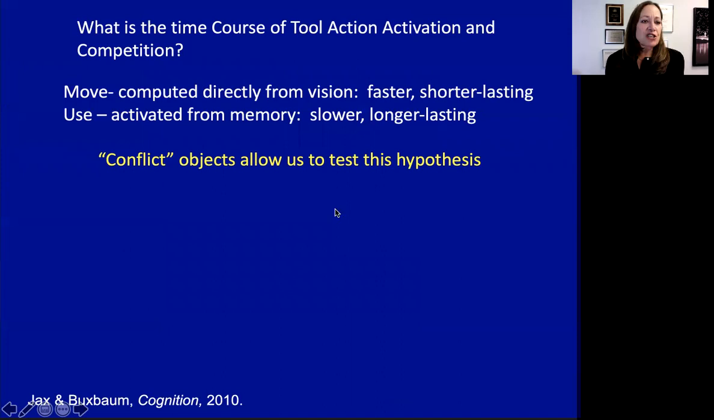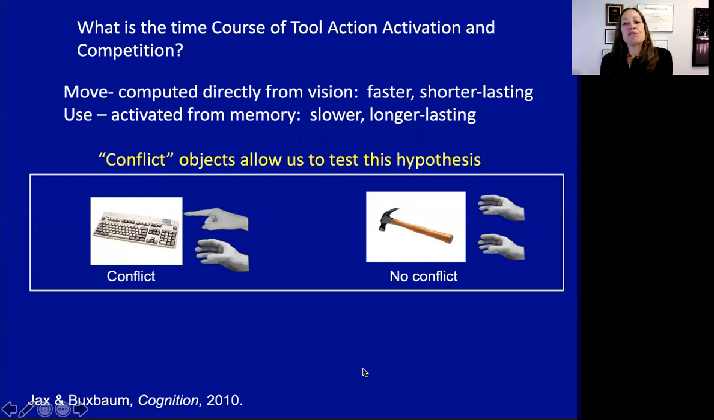I just told you a move is faster and rapidly decaying, and use is slower and longer lasting. And we used conflict objects to test the hypothesis, conflict and no conflict objects. And we used something called the visual world paradigm, which has been used to look at semantic and phonological representations in the language domain. And the basic paradigm is this.